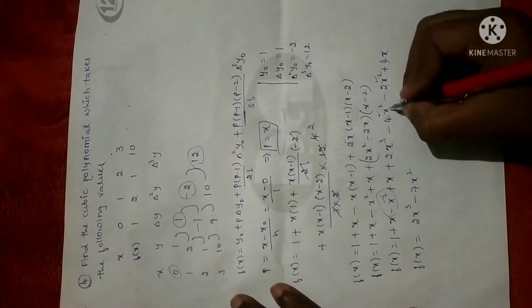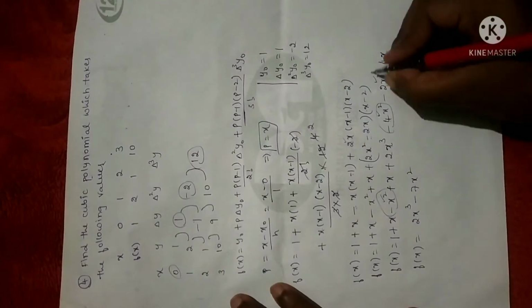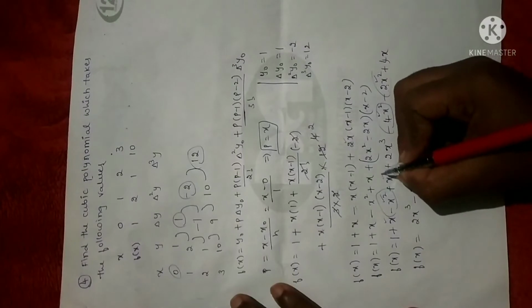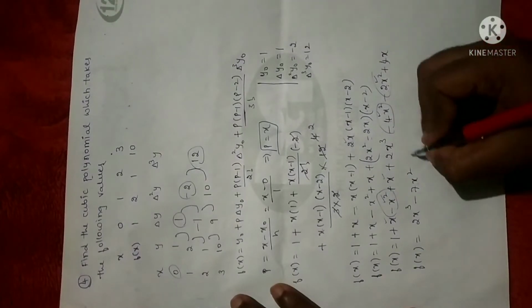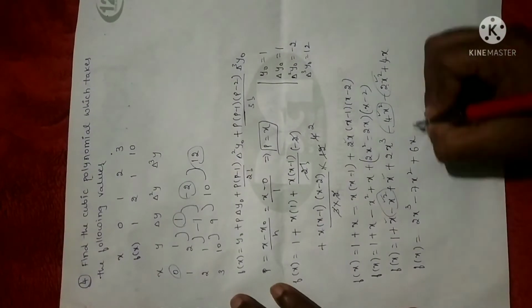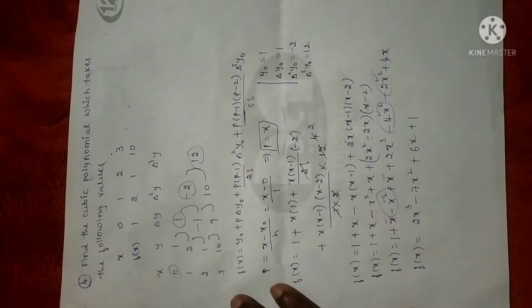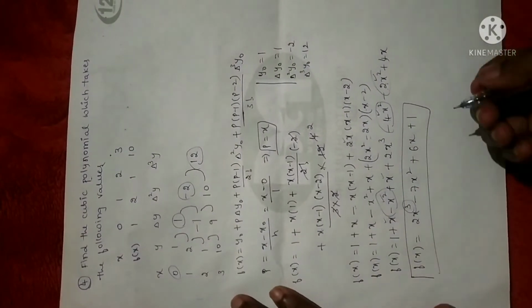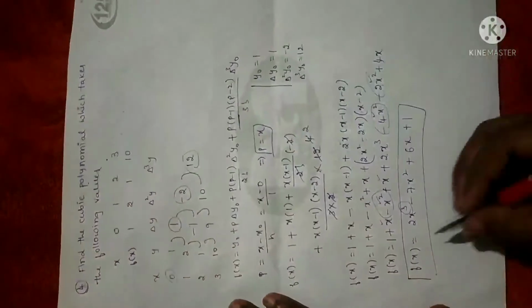So see here, minus x square minus 4x square minus 2x square is minus 7x square. Next, terms containing x. x plus x is 2x, 2x plus 4x is 4, 5, 6, so you will get plus 6x. Constant is 1. So you can clearly note that this is a polynomial which is of degree 3. So a polynomial of degree 3 is none other than a cubic polynomial.